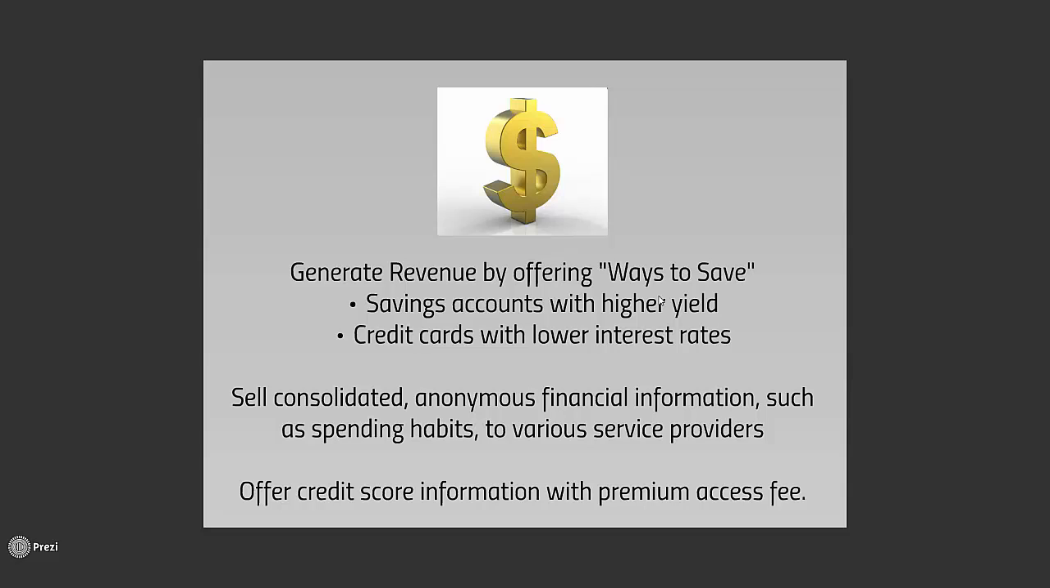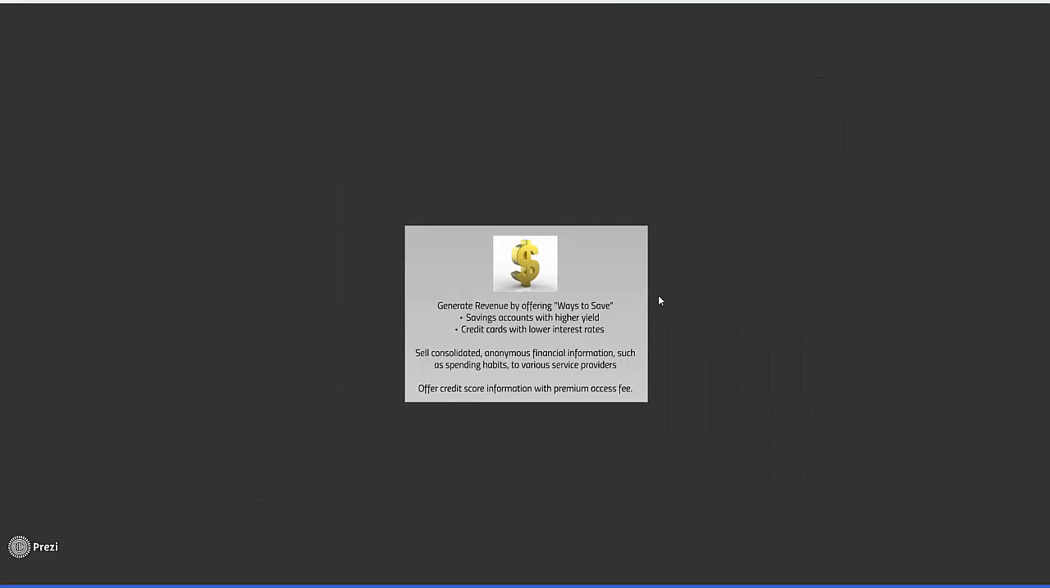Mint also sells consolidated, anonymous financial information to various service providers. This can include general financial information such as spending habits, but it can't be traced back to the individual. They also offer credit score information. This comes with a premium access fee that needs to be paid in order to get that information.